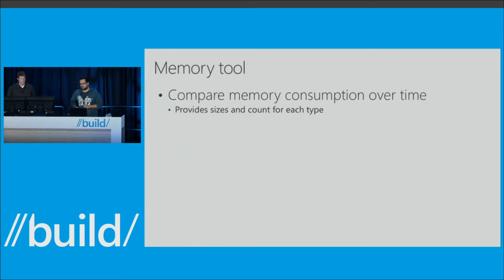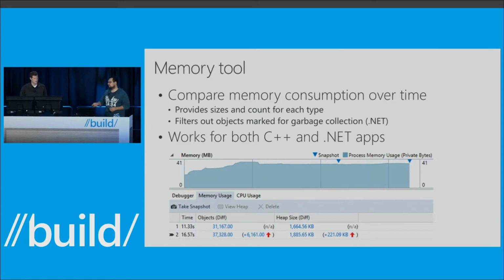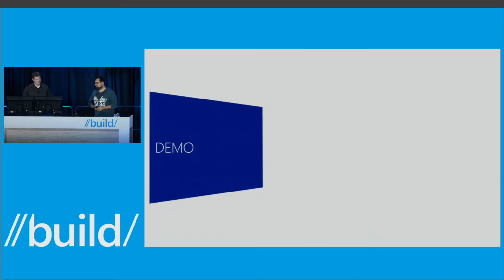So just to quickly recap, the memory tool allows you to compare consumption of memory over time. It has cool filtering capability that takes most of the noise out. So I suggest that you always opt in and try to filter the view down before you get frustrated by the thousands of objects that are on your heap. As Andrew just showed you, it works both for C++ and .NET, so it's both managed and native. And I think it's pretty cool, actually. All right. Now over to you.